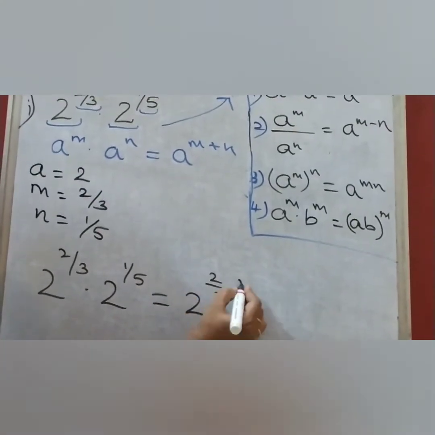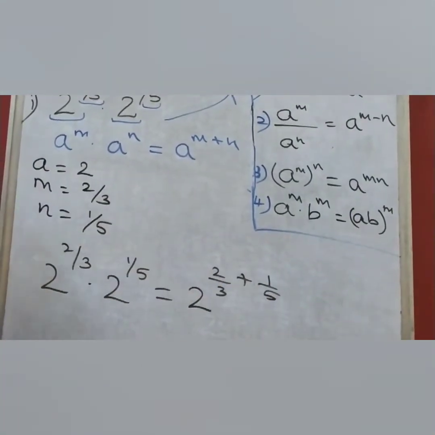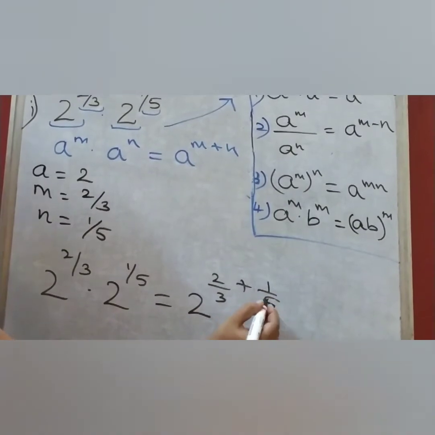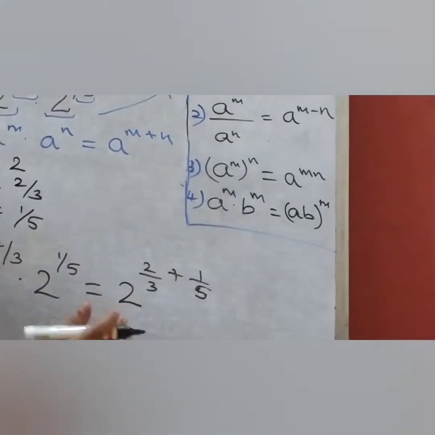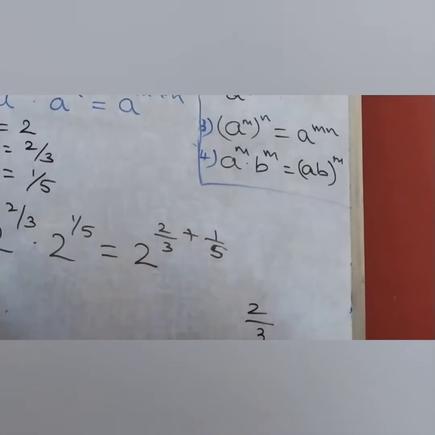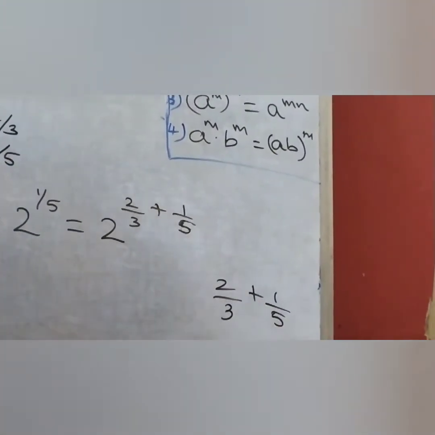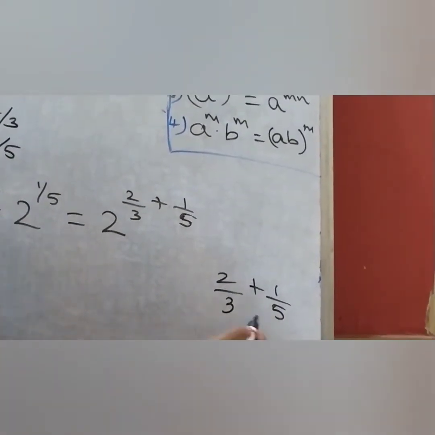So it is 2 by 3 plus 1 by 5. What is 2 by 3 plus 1 by 5? If you want, you can do it separately in your working column: 2 by 3 plus 1 by 5. This is fractions. Denominators are different, so you're going to take LCM.